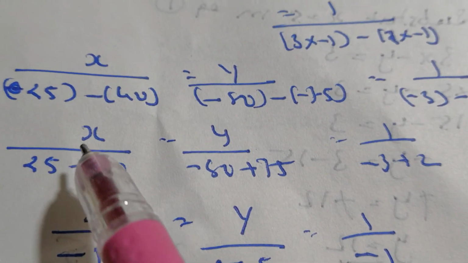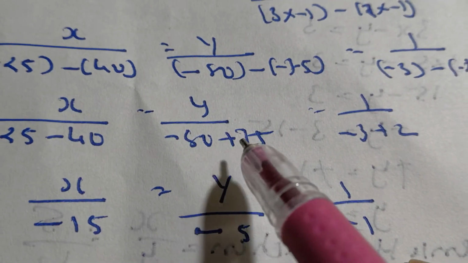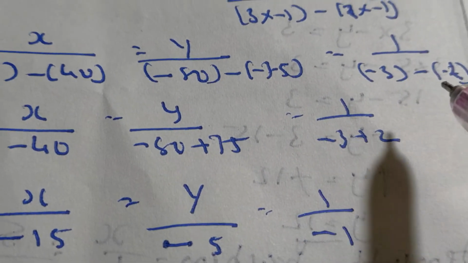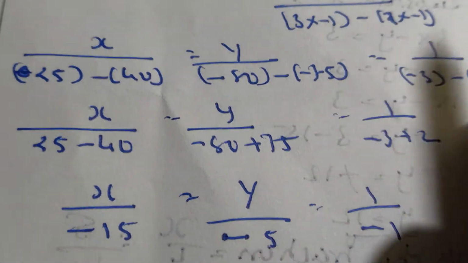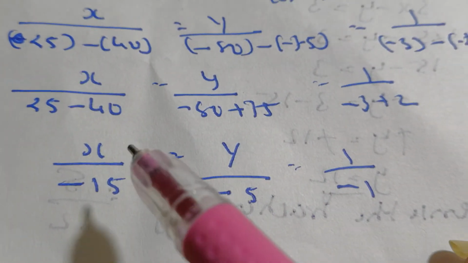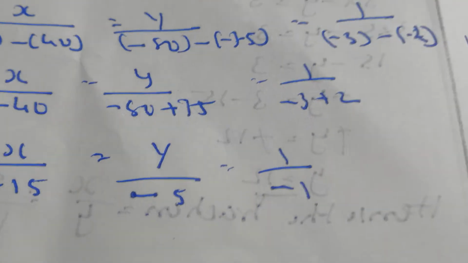x upon 25 minus 40 is equal to y upon minus 80. Minus becomes plus, so it is 75. Minus 3 minus becomes plus, so it is 2. So x upon minus 15 is equal to y upon minus 5 and 1 upon minus 1.